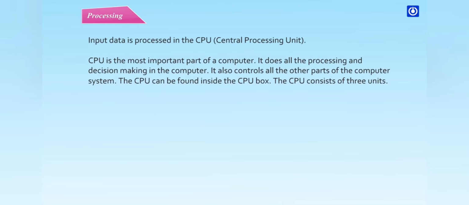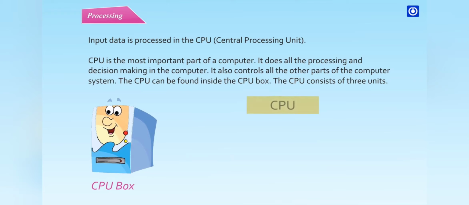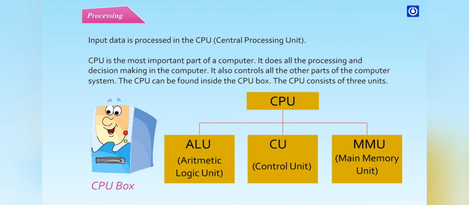Processing. Input data is processed in the CPU, Central Processing Unit. CPU is the most important part of a computer. It does all the processing and decision-making in the computer. It also controls all the other parts of the computer system. The CPU can be found inside the CPU box. The CPU consists of 3 units.